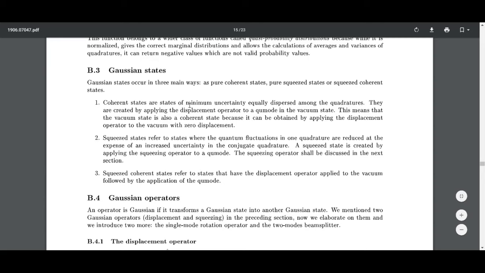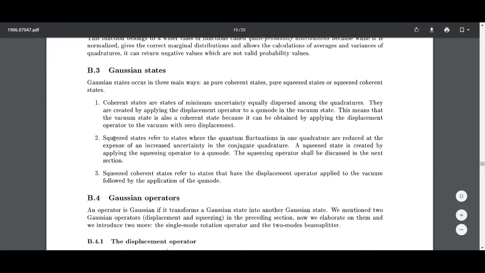So coherent state has the minimum uncertainty. So the displacement operator maybe, I don't know, maybe just touches the position of the photon, and that still makes it coherent. Squeezed states refer to the states where the quantum fluctuations in one quadrature are reduced at the expense of an increased uncertainty in the conjugate quadrature. I think maybe those quadratures are just sort of like visually like four spaces where the photon can be, I don't know. Squeezed state is created by applying the squeezing operator to a Q mode.